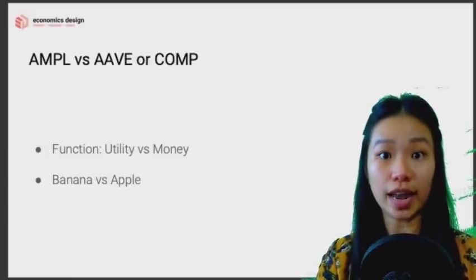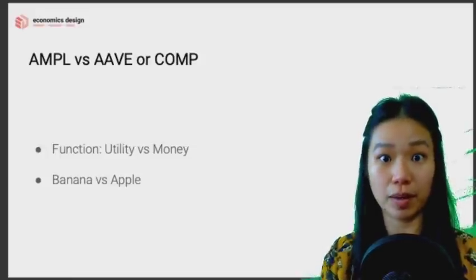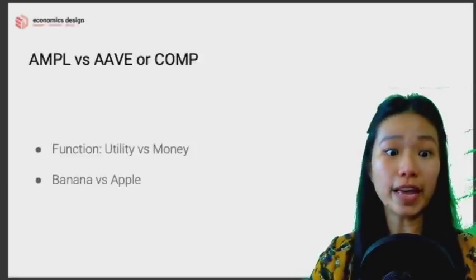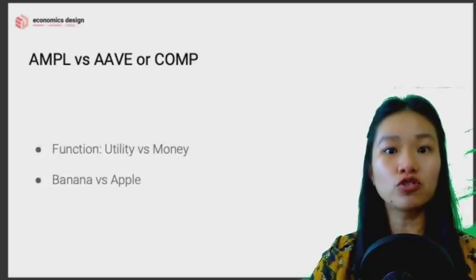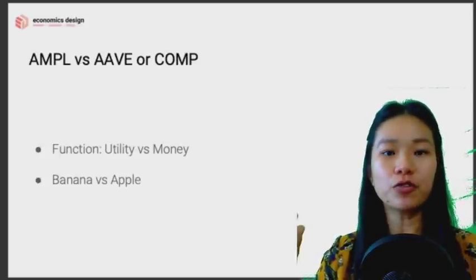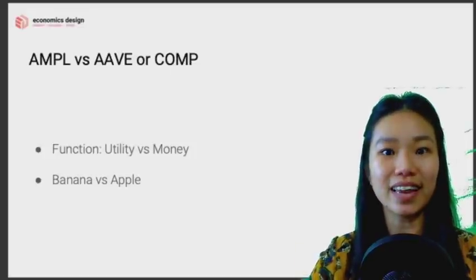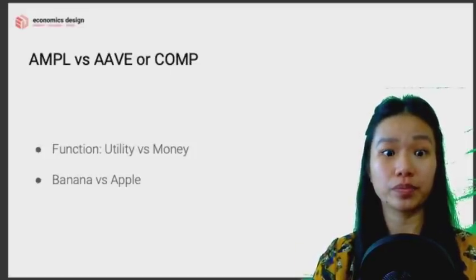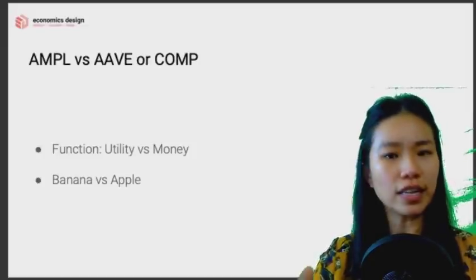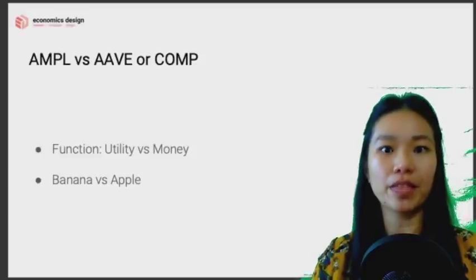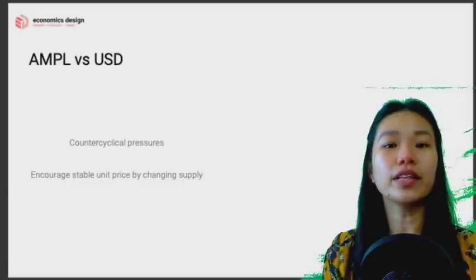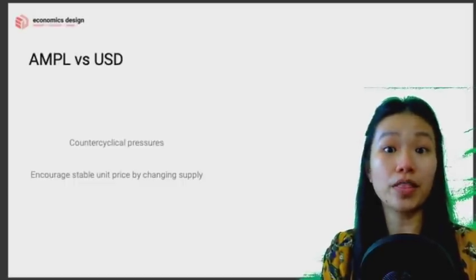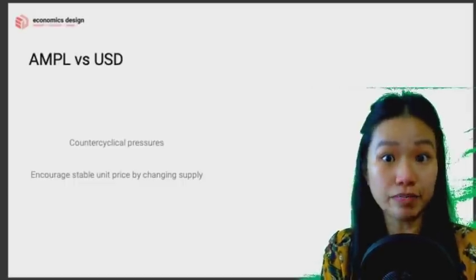You can use the economics framework to break them down and compare them side by side. But because AMPL is a money token, a money function, it has a very different structure, very different economics design, very different kinds of considerations where we are designing a money token function versus a utility token function. So keep that in mind. They are different things, and it's not fair to compare them side by side. You can compare AAVE and Comp, but not AMPL and Comp. How then can we compare AMPL? We can compare it with other currencies, like USD.